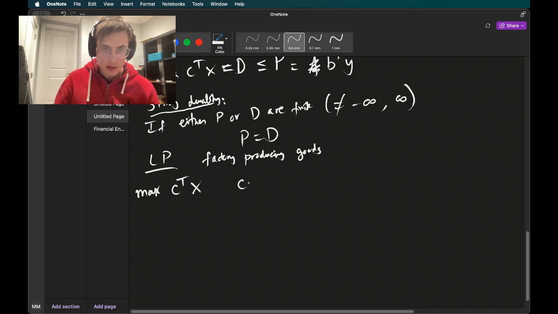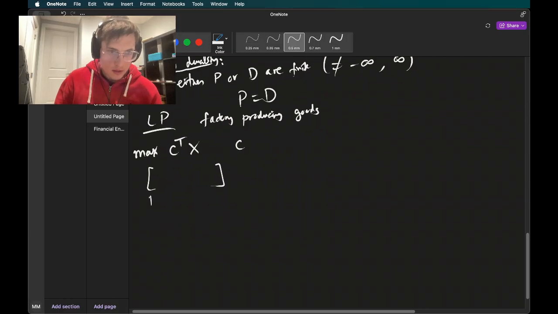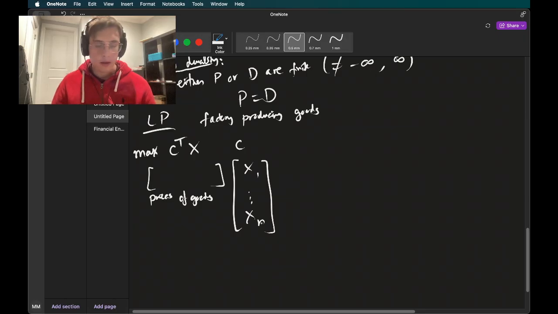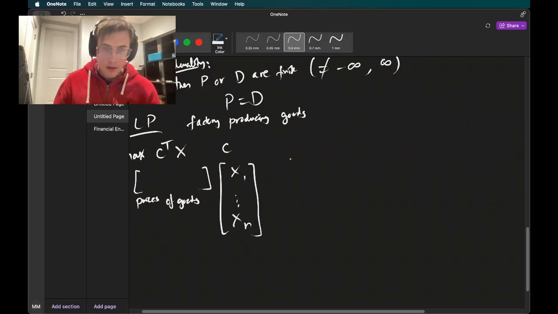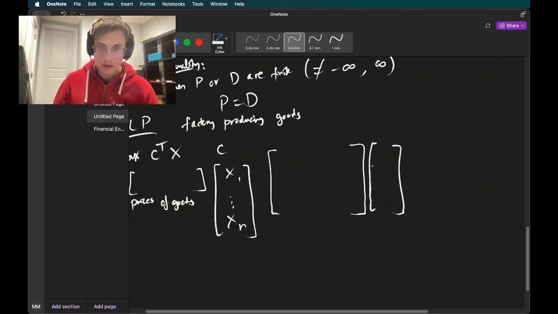So c in this case will be a vector like this. It will be the prices of the goods that we're trying to produce. And x will be the number of goods we're trying to produce. So this is our thing that we're trying to optimize for. We're trying to get the best configuration of x that we make the most amount of money. Okay, and then we have this A. So in order to produce goods, we need raw resources. So here's our A, and here's our x. Again, this is the number of goods to produce.